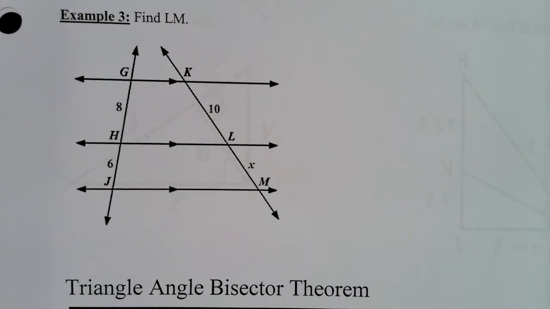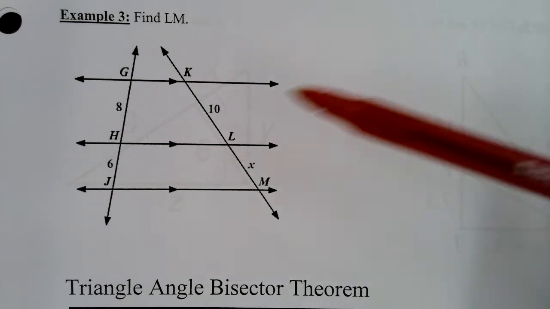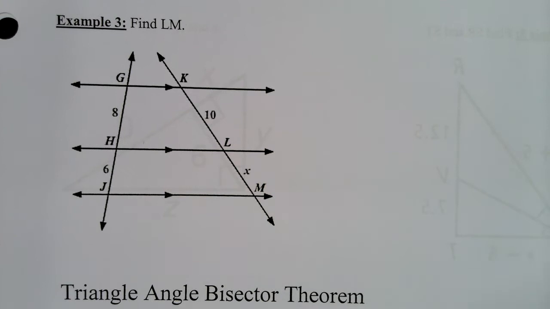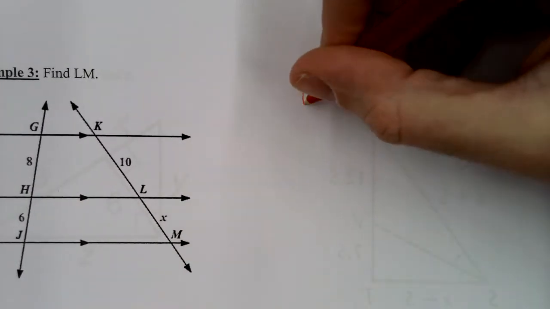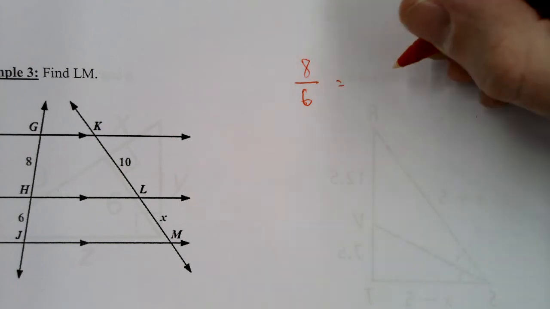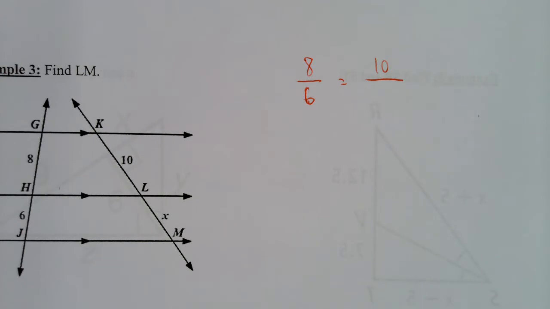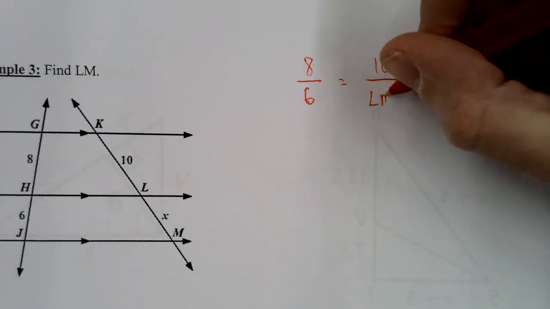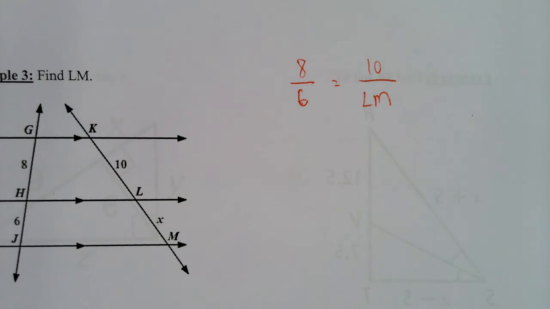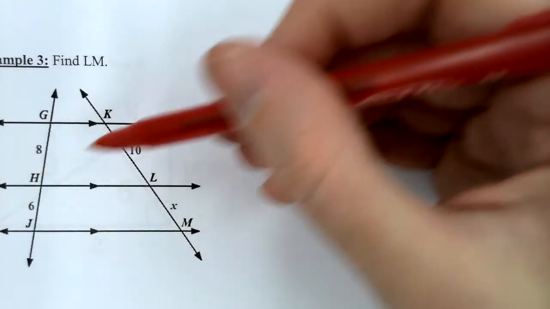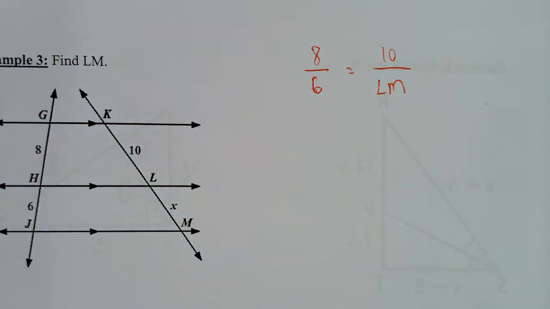Okay? Try example 3. Find LM. So we have three parallel lines. You can see these lines are labeled as being parallel. We have two transversals. So to solve for LM, you're going to do 8 over 6 equals 10 over LM, which is X. You can use the X if you want. I'll just use the LM though for now. 8 over 6 equals 10 over X. I'm just labeling that as LM.